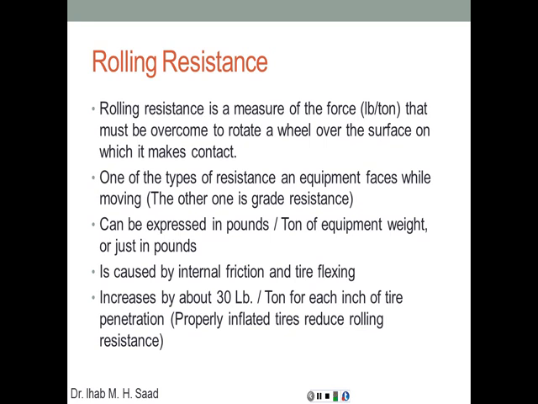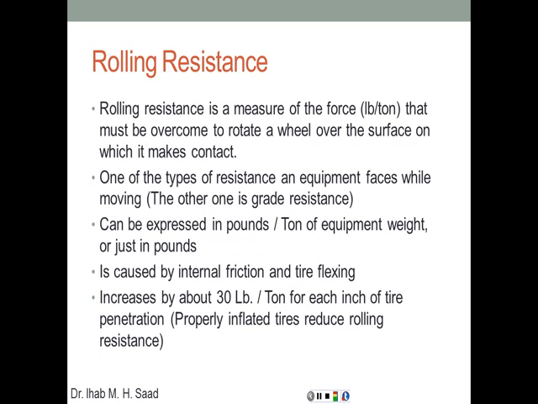As you know, to improve the fuel efficiency of your car, properly inflated tires are going to yield better fuel consumption. Same thing here. The rolling resistance is going to increase by about 30 pounds per ton for each inch of tire penetration. Tire penetration into that soil, if the tire is penetrating 2 inches, then that's going to add 60 pounds per ton of rolling resistance. Properly inflated tires reduce rolling resistance.